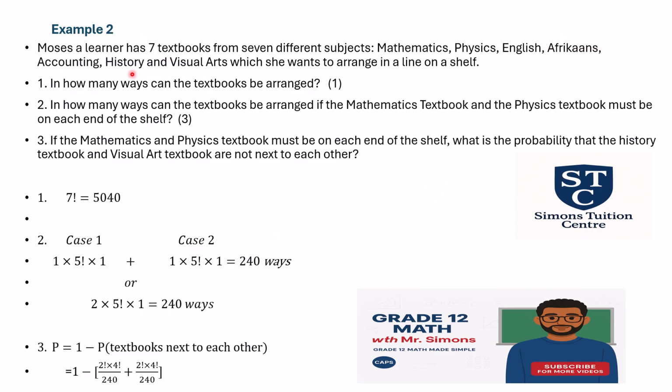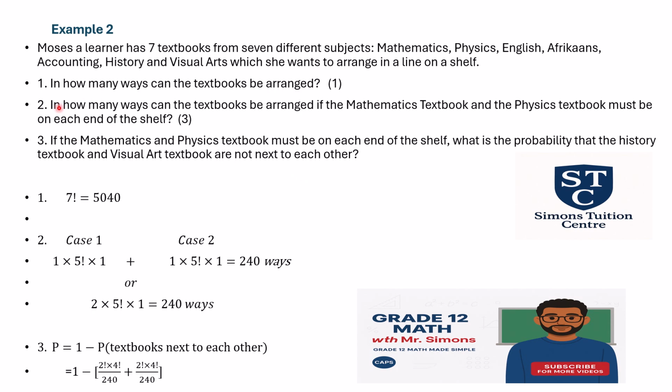Right. Moses, a learner, has 7 textbooks from 7 different subjects: Maths, Physics, English, Afrikaans, Accounting, History, and Visual Arts, which he wants to arrange in a line on a shelf. Right, so in how many ways can the textbook be arranged? Question 2. In how many ways can the textbooks be arranged if maths textbooks and the physics textbooks must be on each end of the shelf? So now we're specifying what book must begin and what book must end. And 3, if the maths and physics textbooks must be on each end of the shelf, what's the probability that the history textbook and the visual art textbooks are not next to each other?